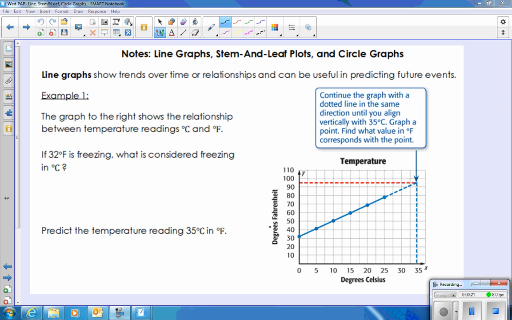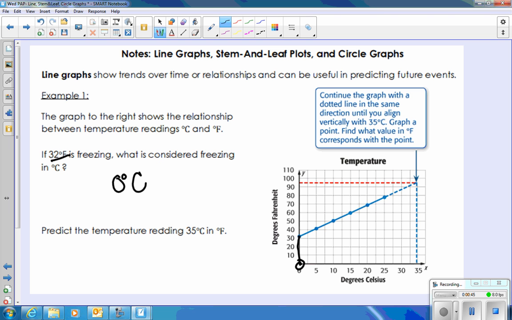So it says if 32 degrees is freezing, what is considered freezing in Celsius? So first of all, here's our Fahrenheit, and that's the first number that we have. So if you notice, we see that 32 is right here on this axis. So what that means is at 32, what's considered freezing? That would be 0 degrees Celsius.